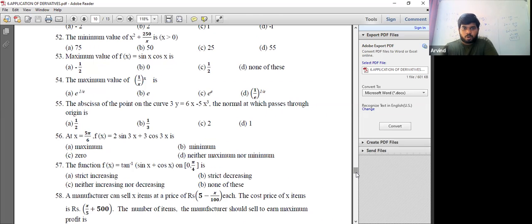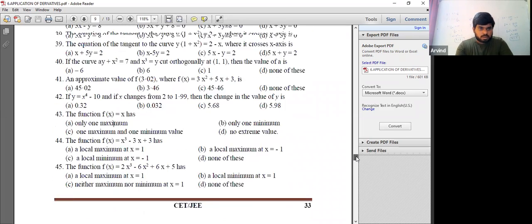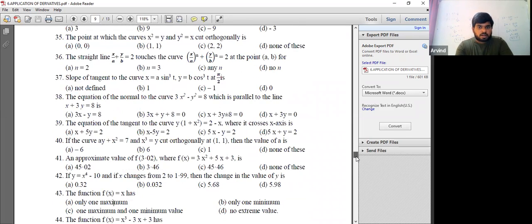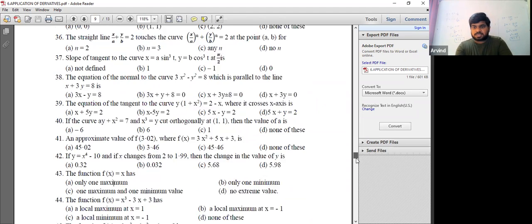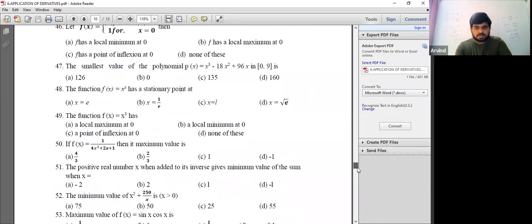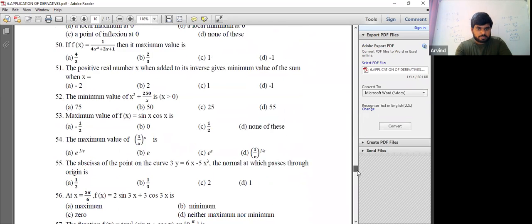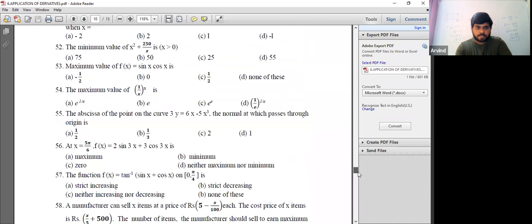The abscissa of the point on the curve 3y is equal to 6x minus 5x cube, the normal at which passes through the origin. This is exactly similar to the question that we have done, for example 39, the equation of the tangent where it crosses the x-axis. Instead of the x-axis, it is the origin. You can try that. These are similar questions.